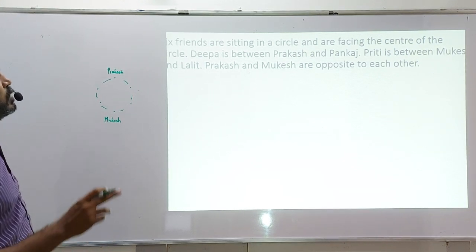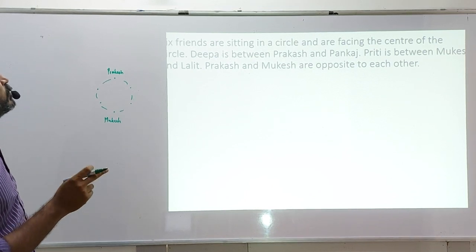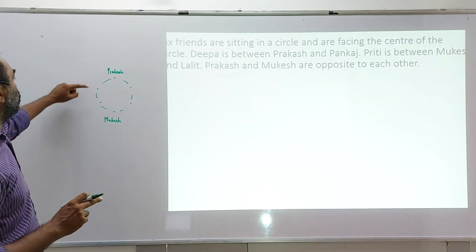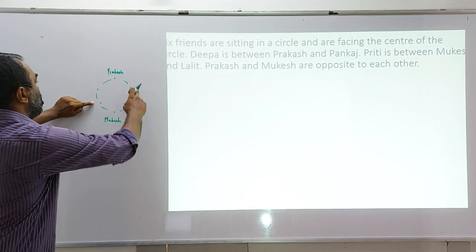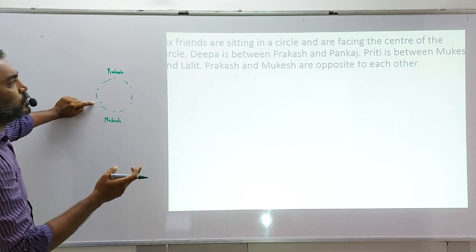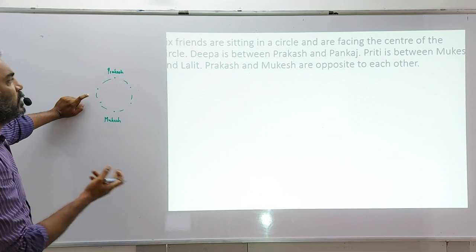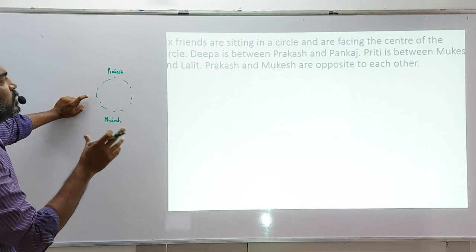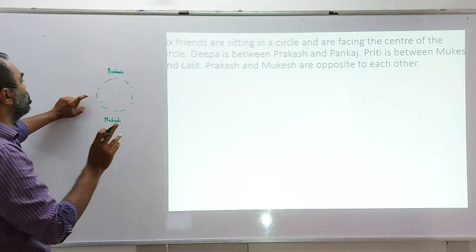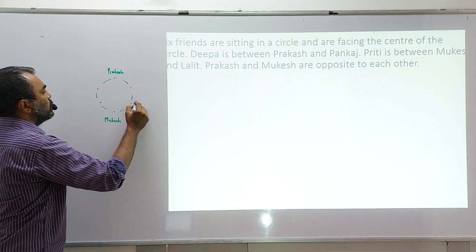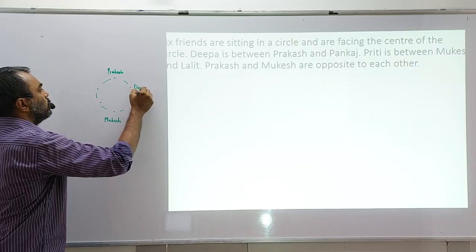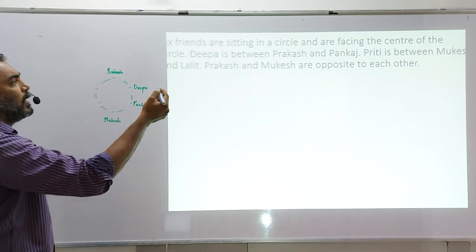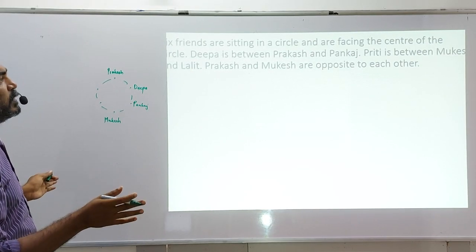Nothing else is mentioned. Now what is next? Deepa is between Prakash and Pankaj. So you can put Deepa here and Pankaj here, or Deepa here and Pankaj here, either way. It makes no difference, I think. Instructions given: Deepa is between Prakash and Pankaj. So if I put Pankaj here, then I will put Deepa between Prakash and Pankaj. No right, no left, nothing is mentioned.